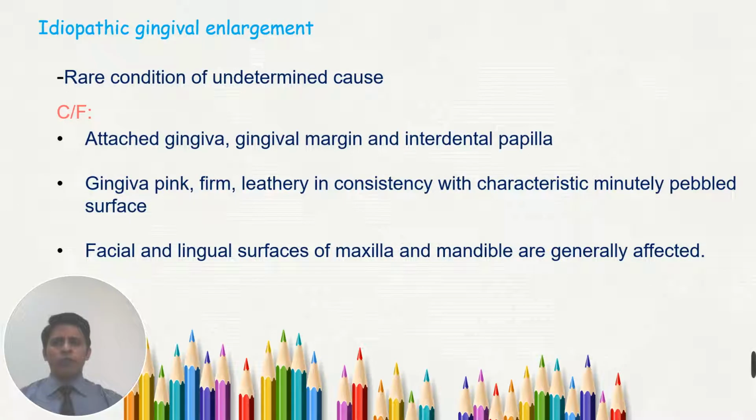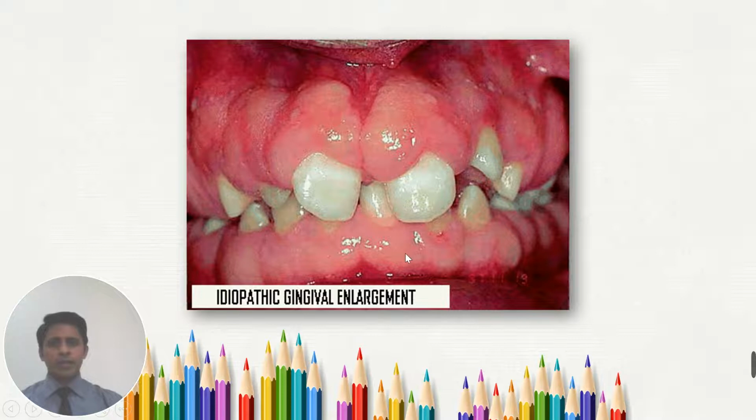Again, one important type of gingival enlargement is idiopathic gingival enlargement, but it is a rare condition and the underlying cause is unknown. The clinical features are that it involves the attached gingiva, marginal gingiva as well as the interdental papilla. The gingiva is pink, firm, leathery in consistency with a characteristically minutely pebbled surface. The facial and lingual surfaces of maxilla and mandible are generally affected. This is a type of idiopathic gingival enlargement of unknown etiology.